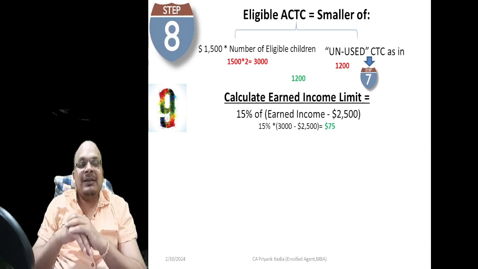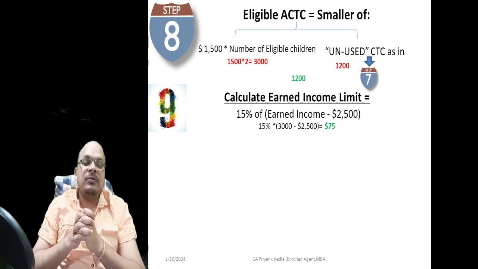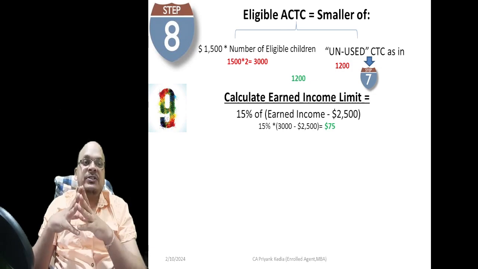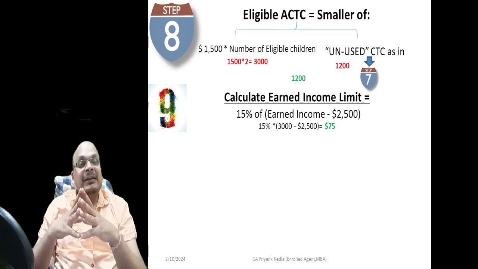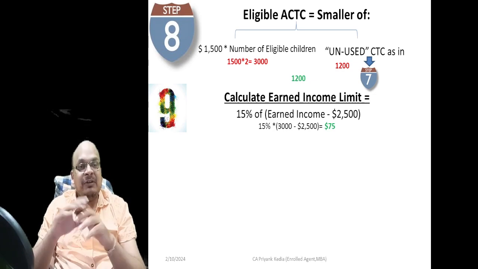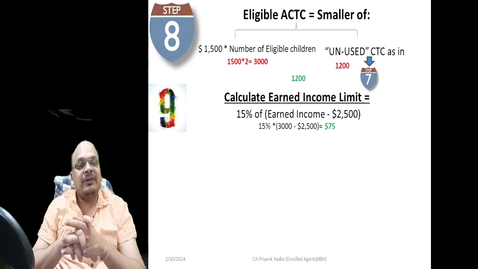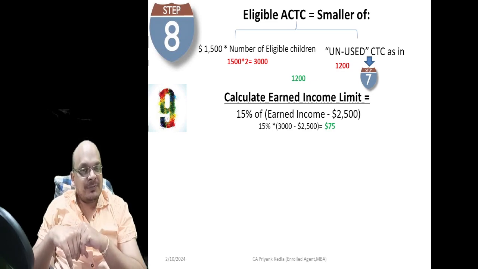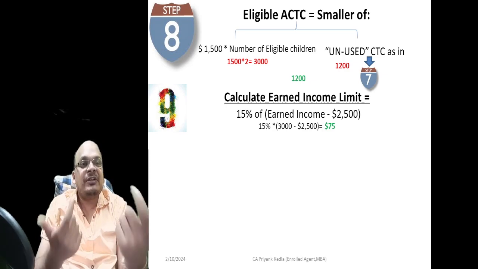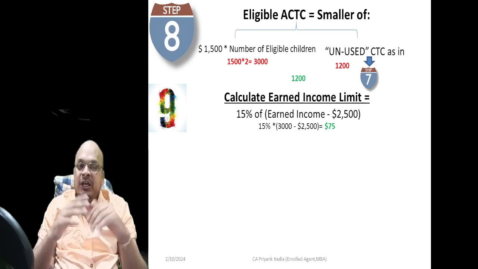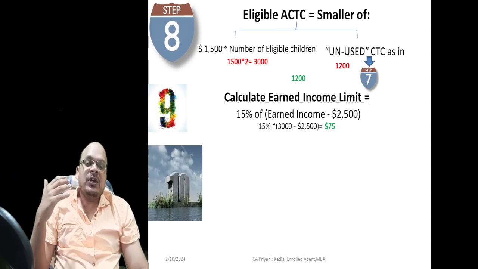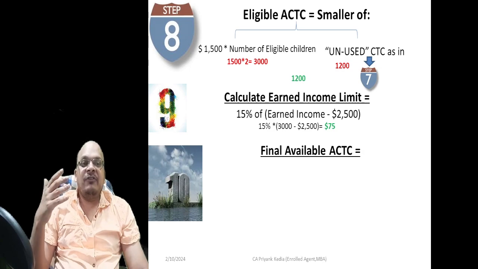So for example, let's say this taxpayer has earned income of $3,000. So if he has earned income of $3,000, he is eligible for a CTC refund, but the maximum limit that he can avail of as a CTC refund is 15% of 3,000 minus 2,500, that is $75. Right? This is another limiting factor. And when we talk about the limiting factor, by definition, it means that this is the maximum limit compared to other factors.